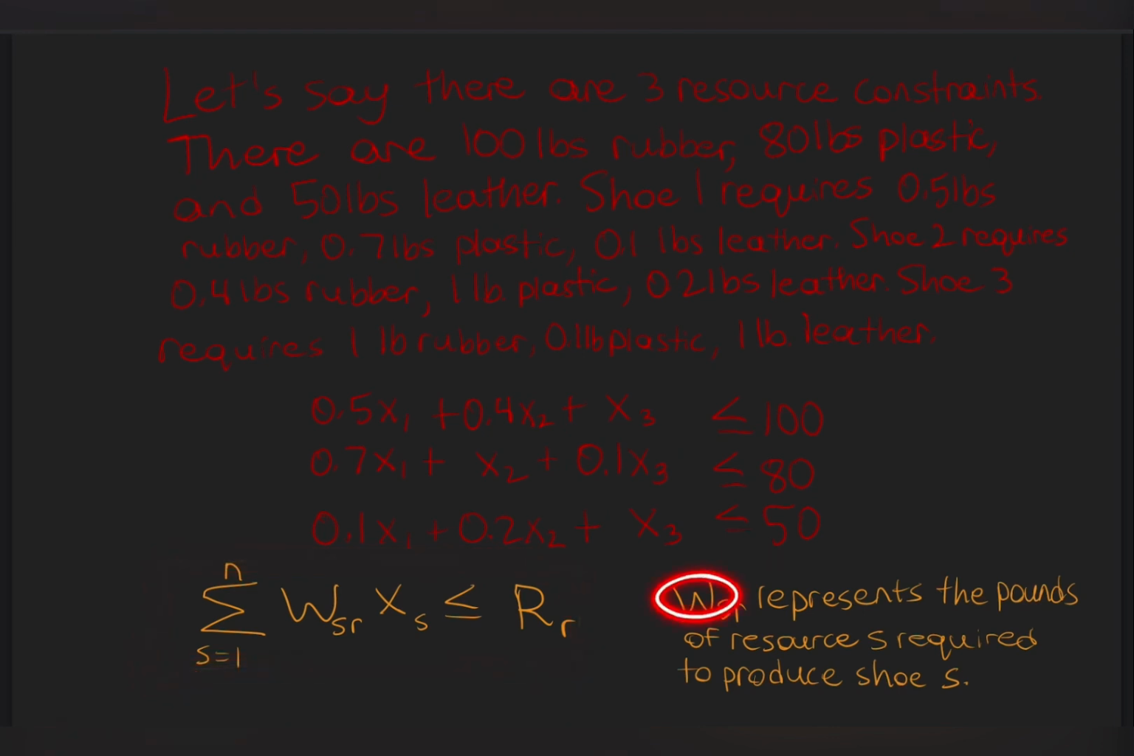First, let's define WSR. WSR represents the pounds, the weight of resource R required to produce shoe S. Sorry, this should be resource R. Let me just change that really quickly. Yeah, so WSR represents the pounds of resource R required to produce shoe S. So resource R is the number of resources that you have. R1 is the first resource, R2 is the second resource, in this case it would be plastic, and R3 is the third resource, in this case it would be leather.